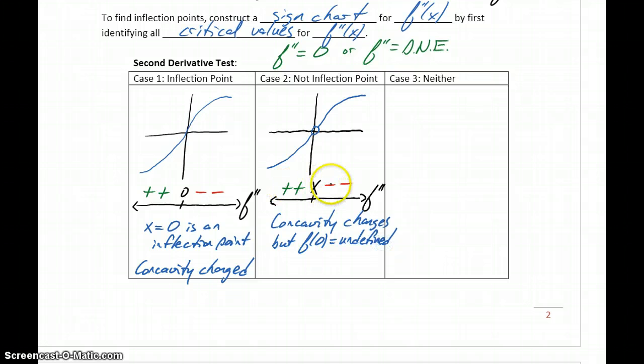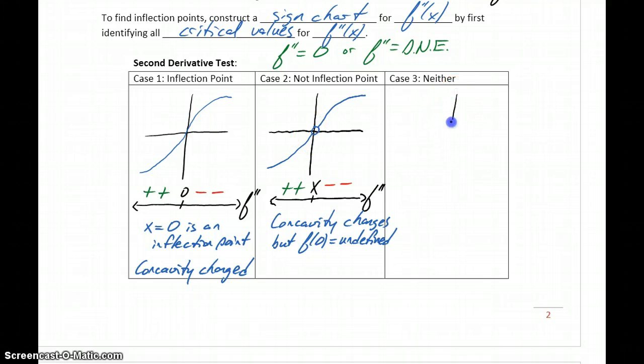So while our concavity does change, this is not an inflection point because our function, the original function, would be undefined at 0, represented by that open circle. So we're interested in where concavity changes, but we can only classify it as an inflection point if the function is defined at that value. If concavity changes, it's not an inflection point if the original function is not defined for that value.